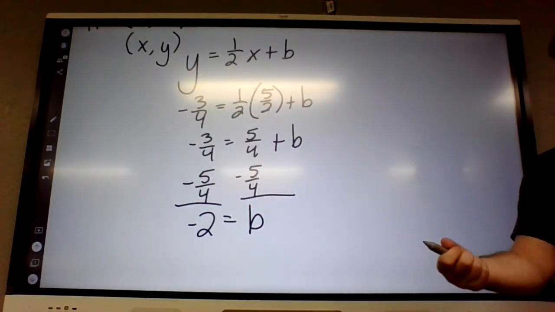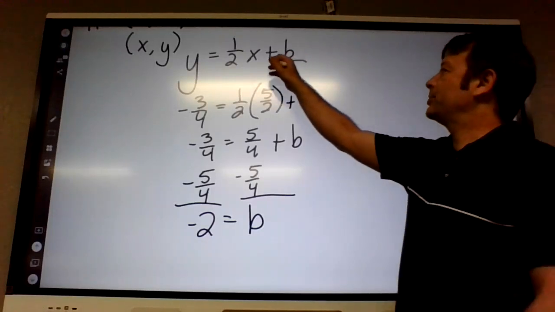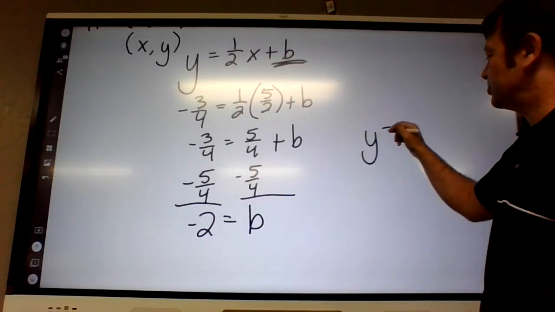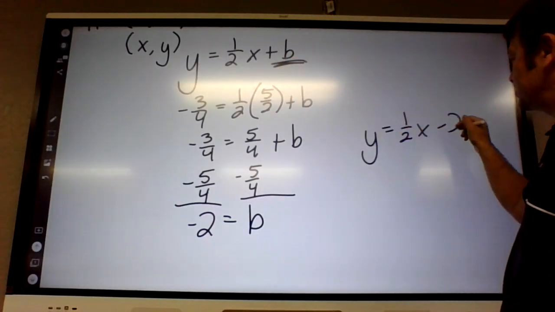I'm like on it though. Yeah, we gotta put it back up there. So y equals 1/2 x minus 2.